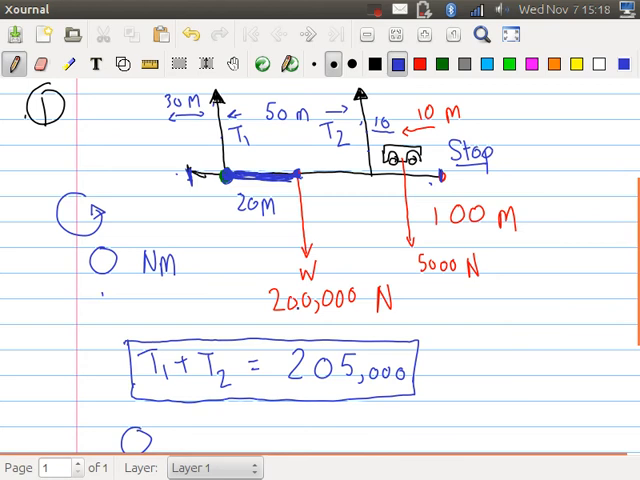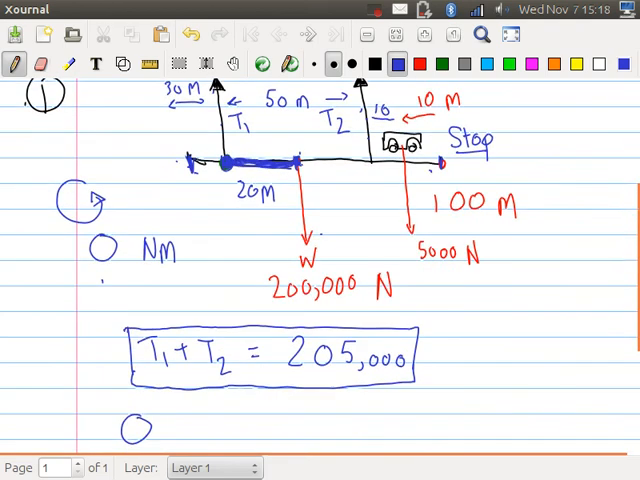Alright. Here to here is 50. Here to here is 30. So here to here is 20. Is it okay? Good. So the turning force for this is 0.